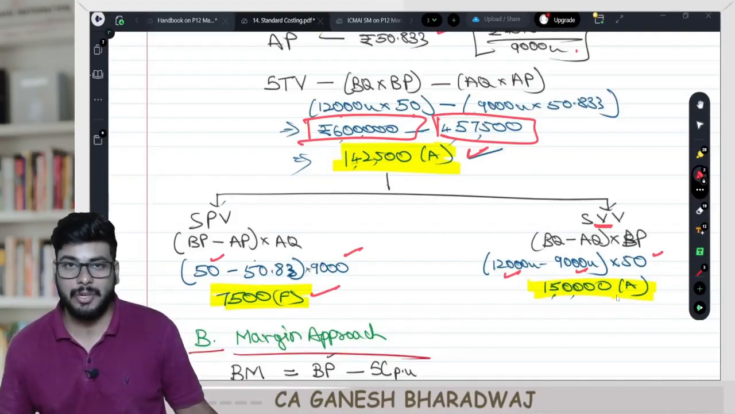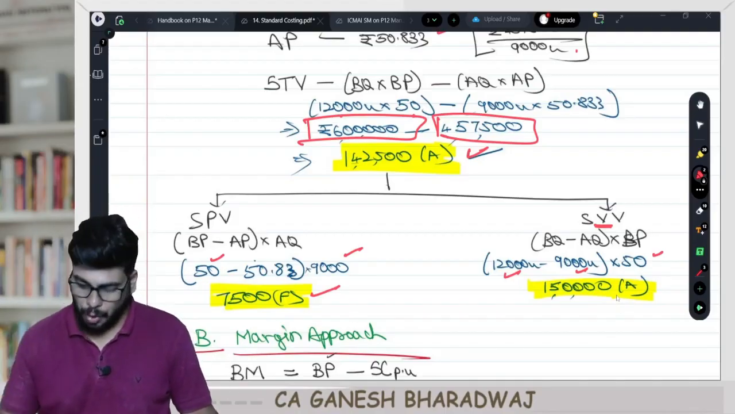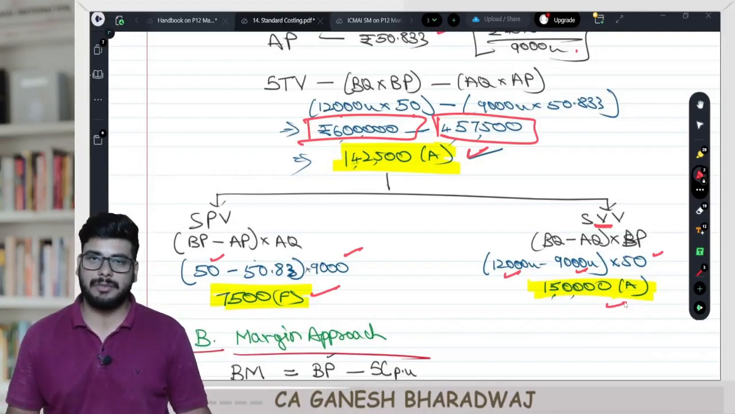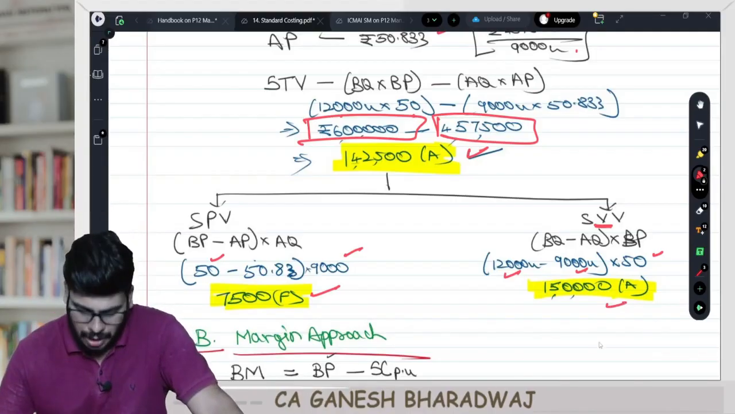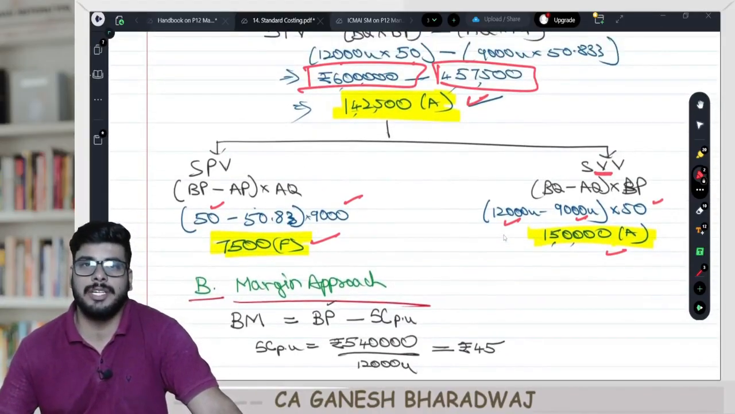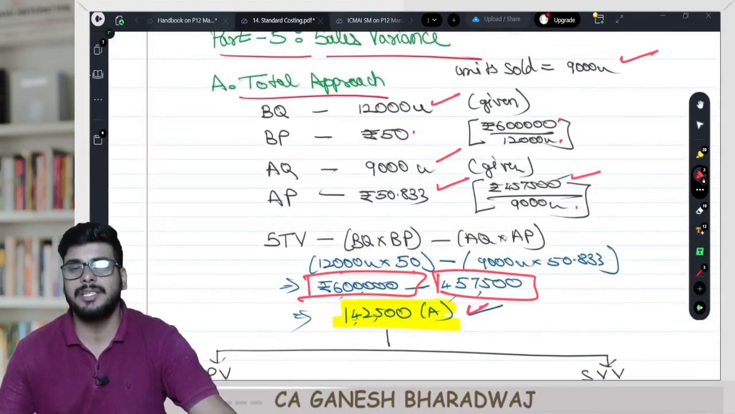The entire value of sales that got dropped because of my volume was how much? It was 1,50,000 adverse. As simple as that. Clear with this, guys? That is all it is. Now looking at it from a margin approach, what I need to do, instead of price, I need to use margin.